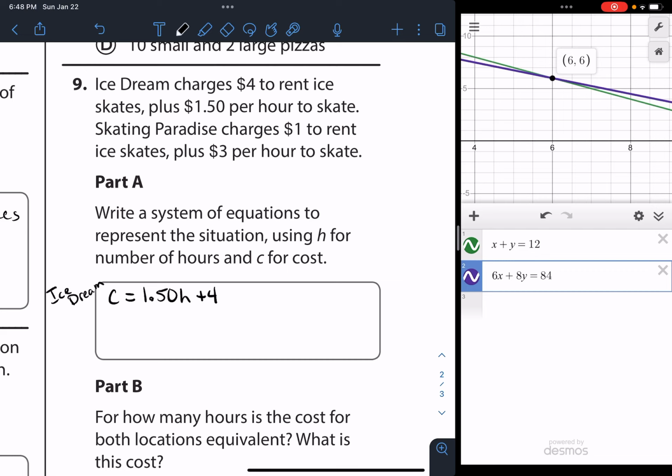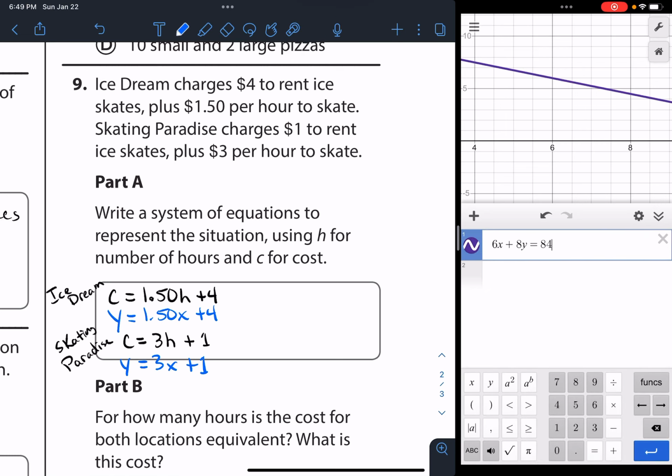All right, and then the next one is Skating Paradise. Skating Paradise states that the cost is going to be $1 to rent the skates and $3 per hour to skate. So $3 per hour plus the $1 for the skates. Well, you can write these equations with x's and y's, so you can go type them into Desmos. So you could say y is equal to 1.5x plus 4. And then this one can be y equals 3x plus 1. And then you can go graph those into the graphing calculator.